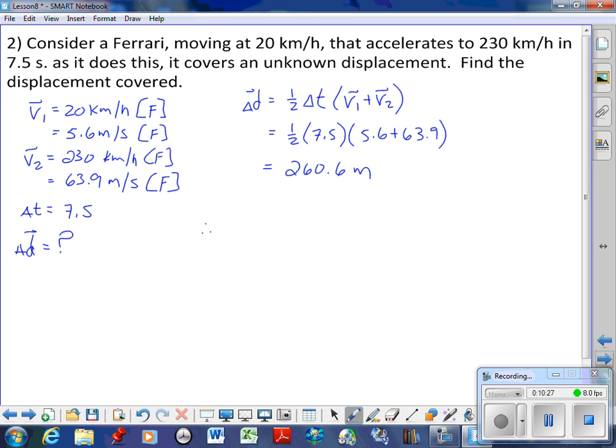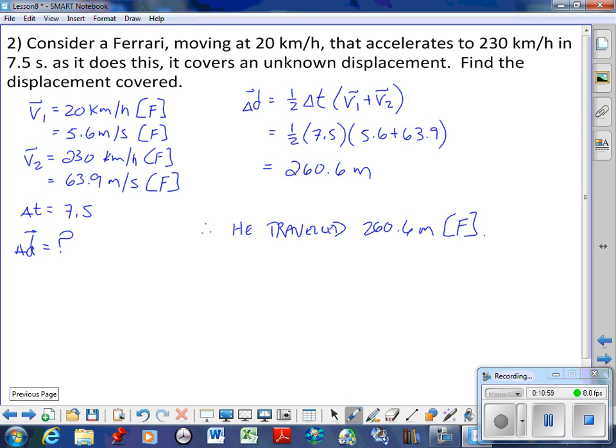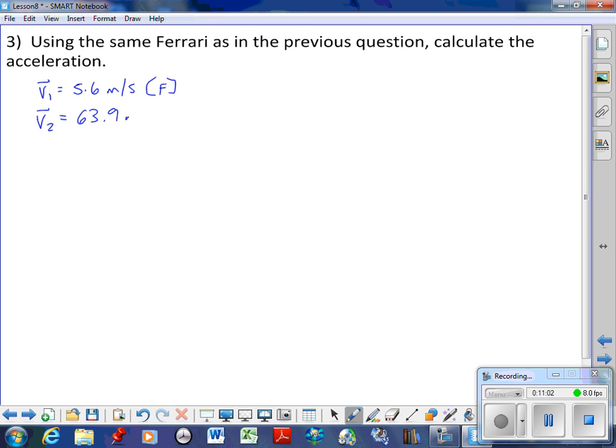So therefore, he traveled 260.6 meters forward. I have virtually the same question, just with V1 and V2 in a different form. Using the same Ferrari, same information, calculate the acceleration. So we knew V1 was 5.6 meters per second forward, V2 was 63.9 meters per second forward, and we knew the time was 7.5 seconds.